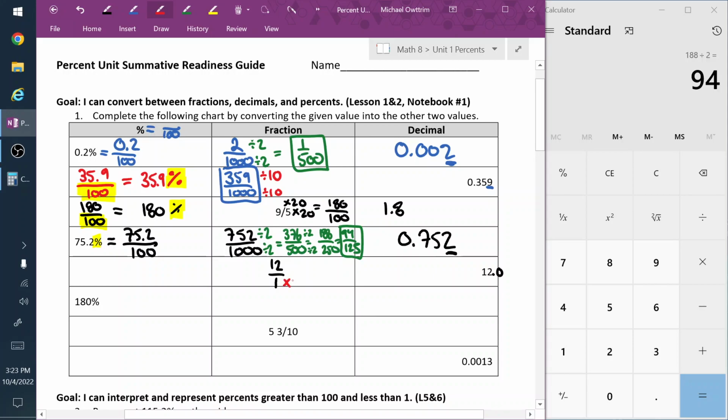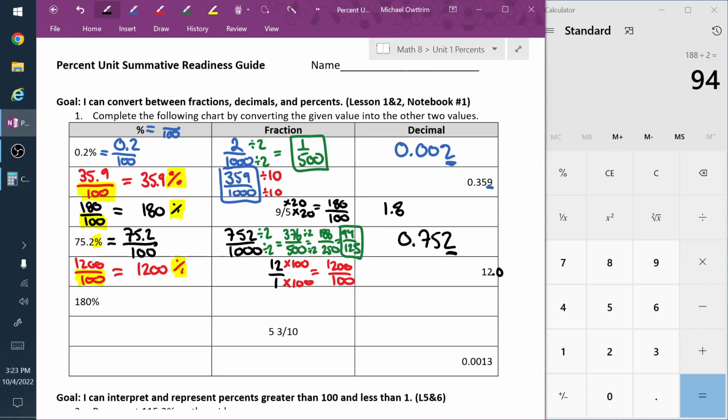Now for a percent, I want that to be out of 100. So I'm going to multiply top and bottom by 100. And I get 1,200 out of 100. Once I have that out of 100, I can replace that out of 100 with my percent symbol. So 1,200%.